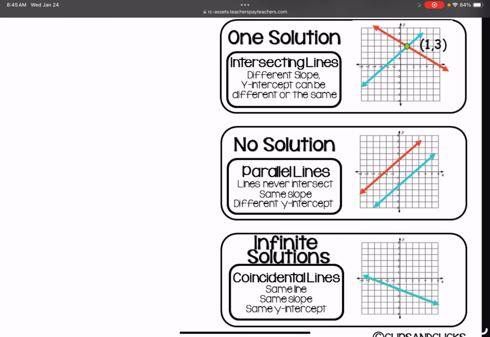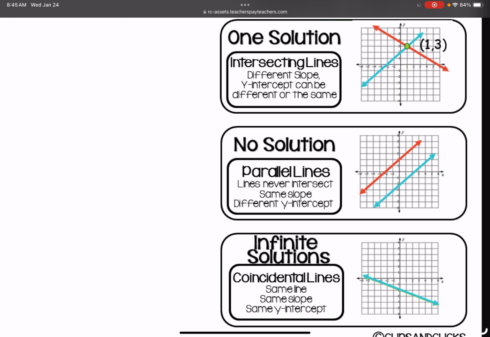A system of equations is just when you have two equations happening at the same time. What we do is graph two lines on the same graph, and where they intersect is the solution to the system, the two equations together.